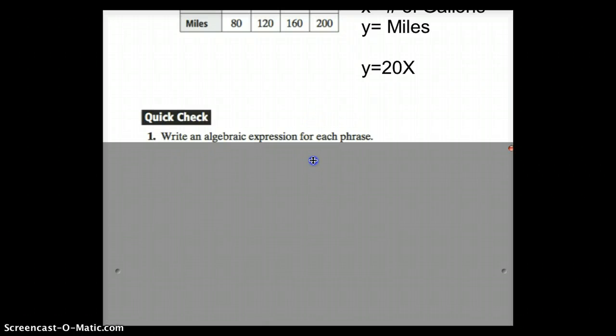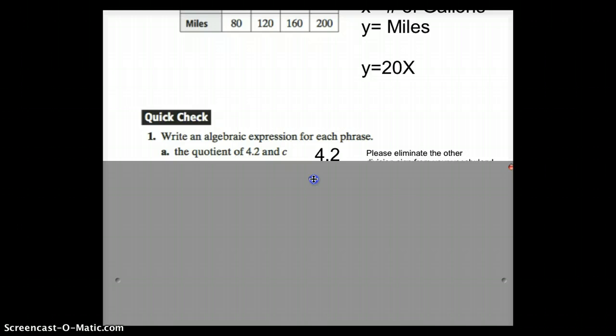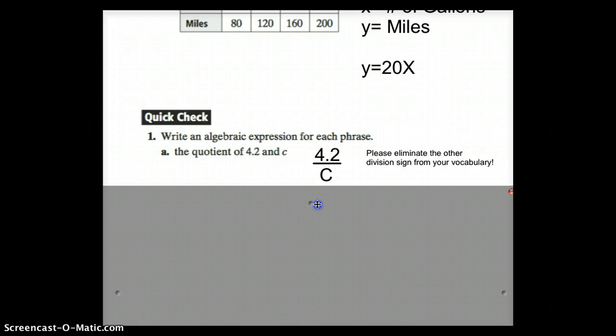Writing an algebraic expression for each phrase. So our first phrase is the quotient of 4.2 and c. Well, remember, quotient is the answer to a division problem. So we're going to divide 4.2 and c. Now notice here how I use the fraction bar. Now that we're starting algebra, we want to eliminate that little line with the two dots as our division symbol and use fractions to show division, okay?